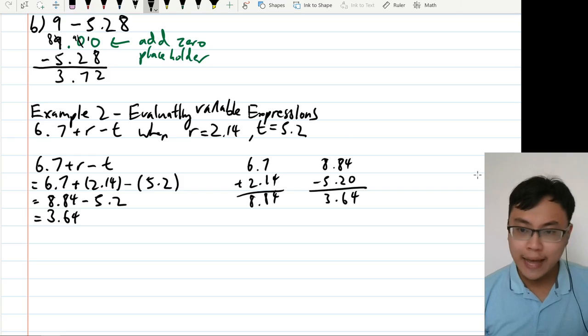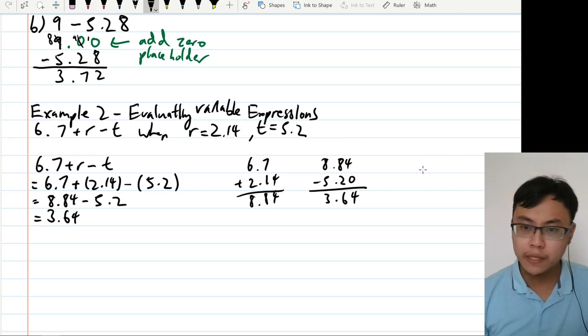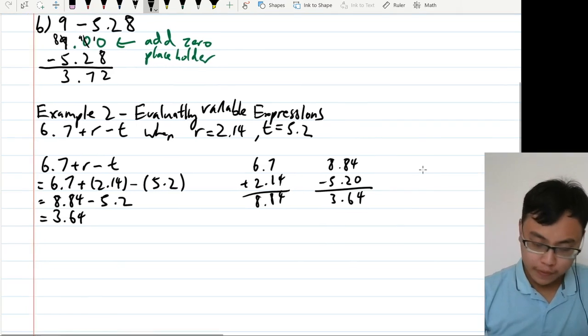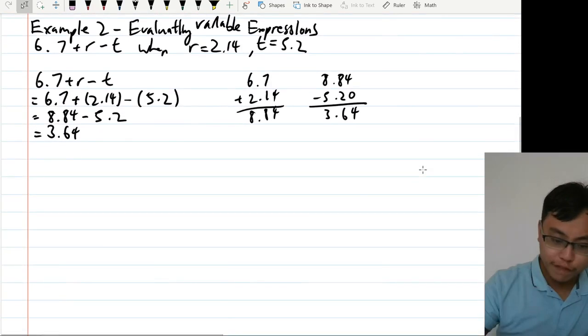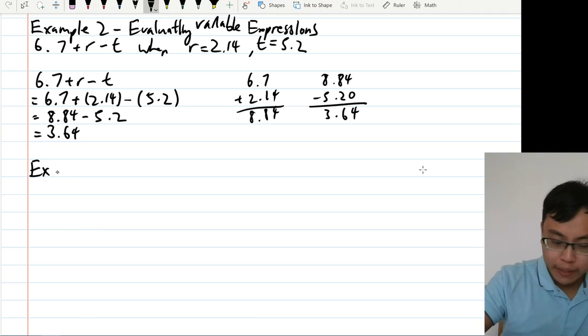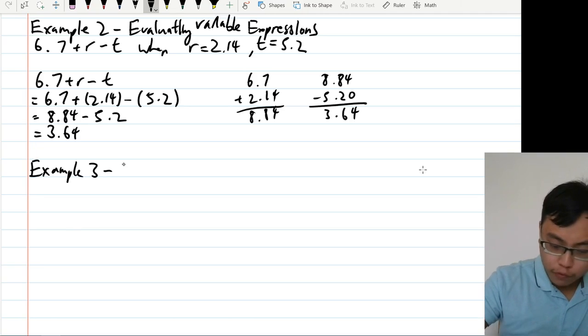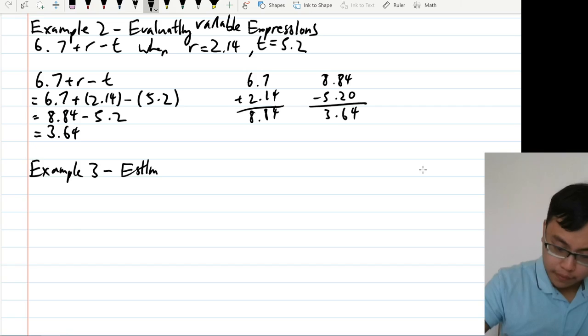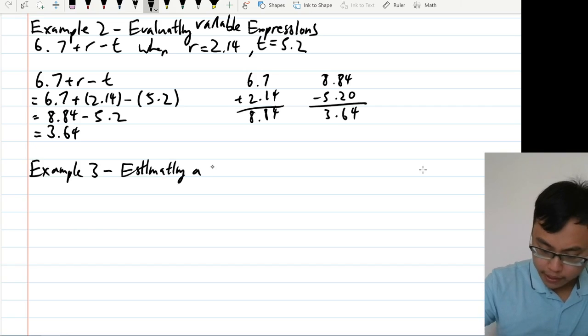Now, for the last example, this will be maybe a little bit more confusing or a little bit vague. And so example 3 will be estimating a sum.